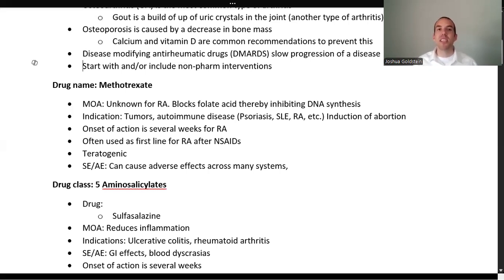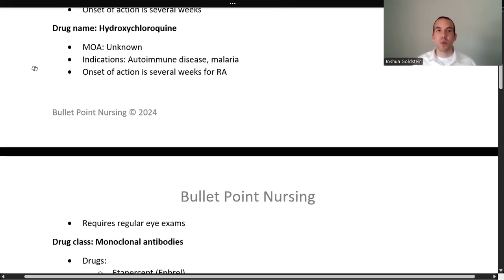The mechanism of action is that it reduces inflammation. It's used for ulcerative colitis and for RA. It does have two adverse effects. One is GI effects, and one is blood dyscrasias. The onset of action, again, is still going to be several weeks, and same for the next one.